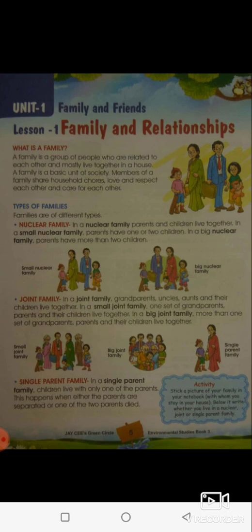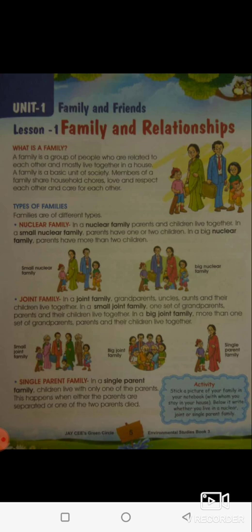Types of families. There are different types of families. We have nuclear family. In the nuclear family, we have a small nuclear family and a big nuclear family. A small nuclear family consists of parents and two kids. Big nuclear family, more than two kids, more than two children, which our family has. That is big nuclear family.